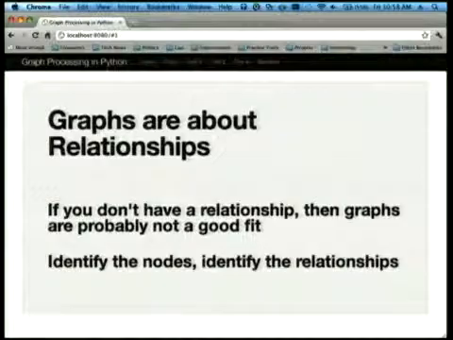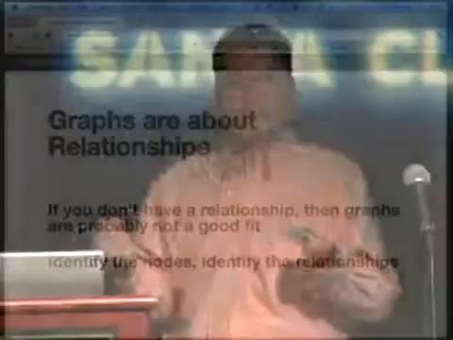When you want to use a graph is when you have a relationship between two facts or two people or two things, and you want to express some kind of relationship between them. If you don't have this relationship, then graphs are probably not a good fit. And so if you identify the nodes, the facts or the objects or the items that you really want to focus on, and you identify the relationships that you want to bring out between these items, then that's when you can start to do interesting things with graphs, and that's when you start to get some meaning out of them.